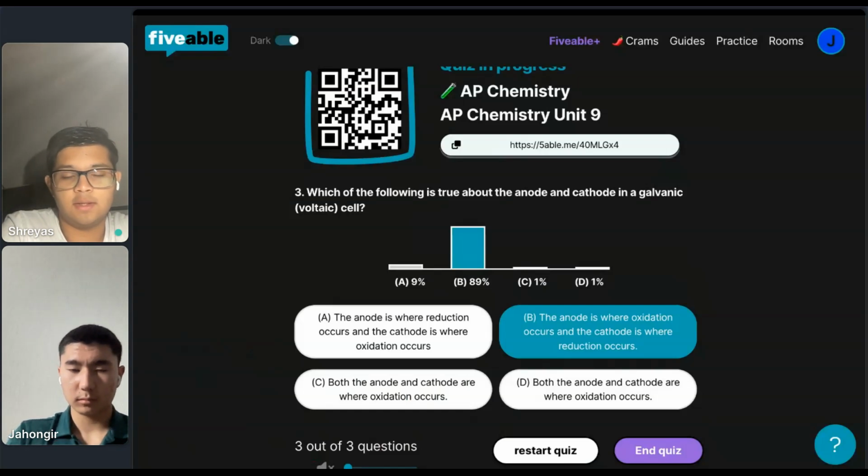And we know this because the electron goes from the anode to the cathode, which means that oxidation will occur in the anode and the cathode gains electrons. So that means that's where reduction occurs.